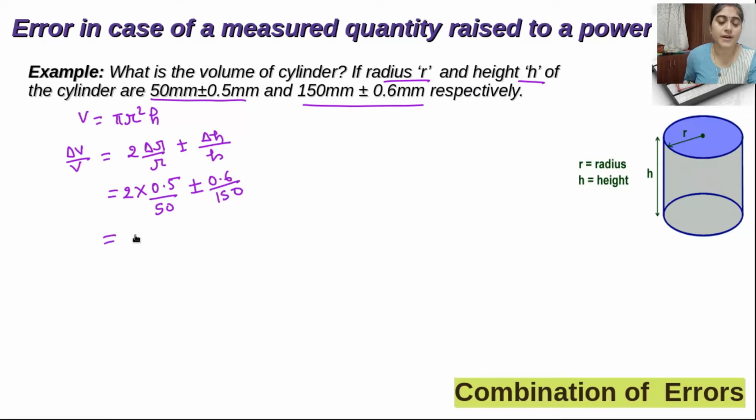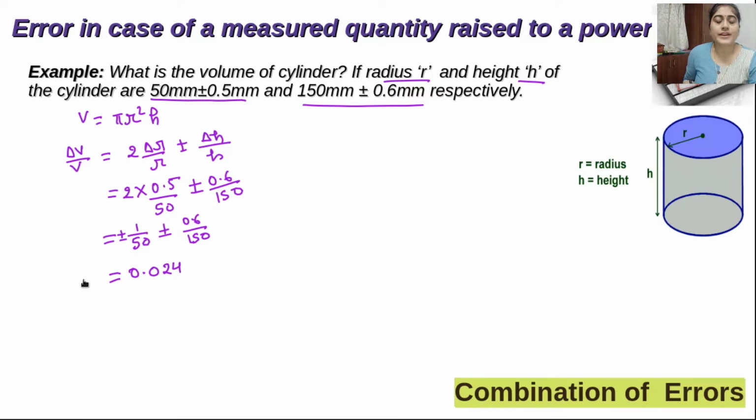So this will be 1 by 50, plus minus, all things in plus minus, 0.6 by 150. So this will equal 0.024. So this is your relative error.